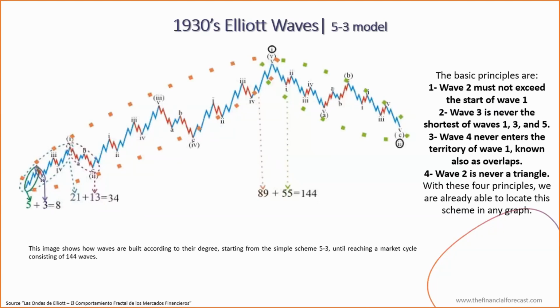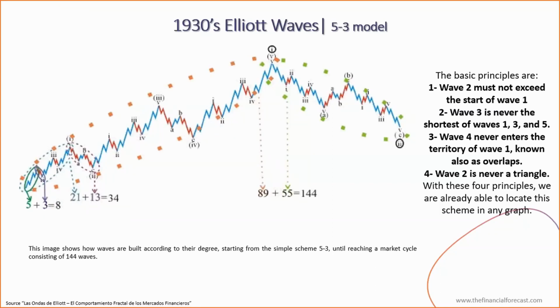So wave 3 is the wave in the middle position. If we see in this graphic, we have wave 1, wave 2, wave 3, 4, and 5. Wave 3 cannot be the shortest compared to waves 1 and 5. If we see this, then that wave is not a wave 3, and we need to change the labeling for that counting.